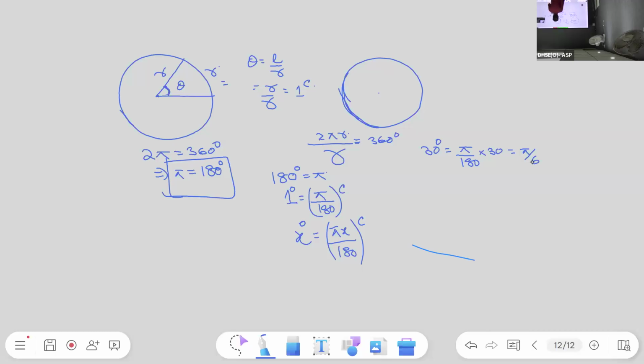Similarly, you can write 60 degree is equal to pi by 3, 45 degree is equal to pi by 4, 120 degree is equal to 2 pi by 3. And this is the formula to convert degree measure into radian measure. Is it clear? Nandini, is it clear?